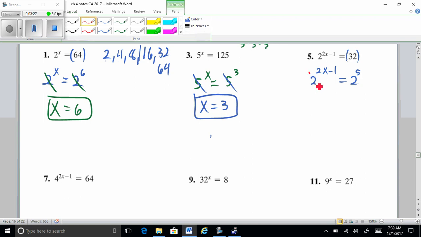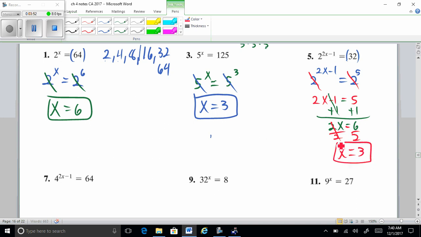Now we can cancel those out, and you're left with 2x minus 1 equals 5. Then just some simple algebra from here. You add 1 to both sides, so you get 2x equals 6. Then we divide by 2, and we get x equals 3. All right, we're going to move on to 7 in just a second.